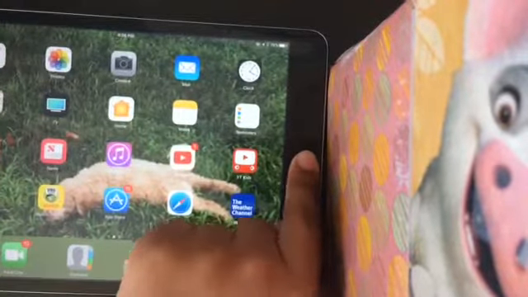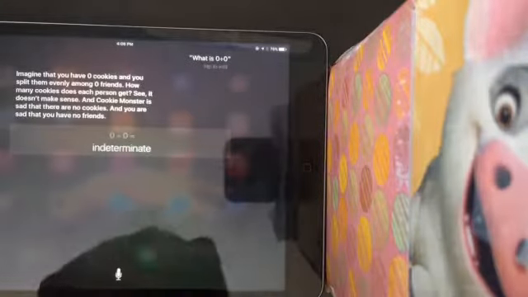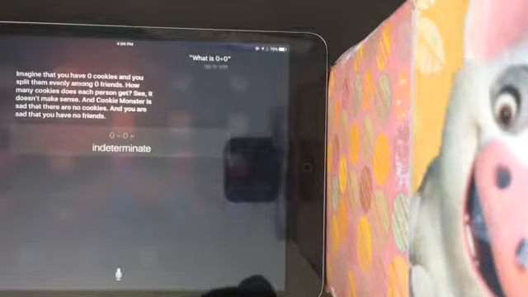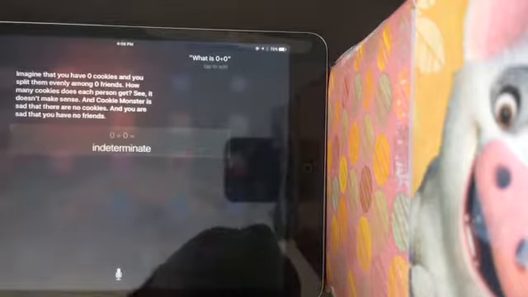These are some Siri tricks I've learned. What is 0 divided by 0? Imagine that you have 0 cookies and you split them evenly among 0 friends. How many cookies does each person get? See, it doesn't make sense. And Cookie Monster is sad that there are no cookies. And you are sad that you have no friends.